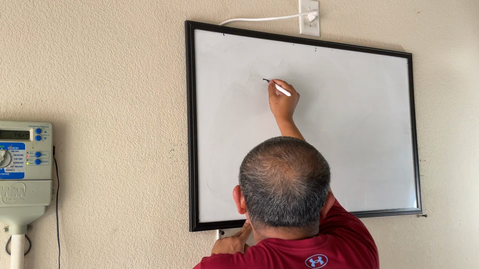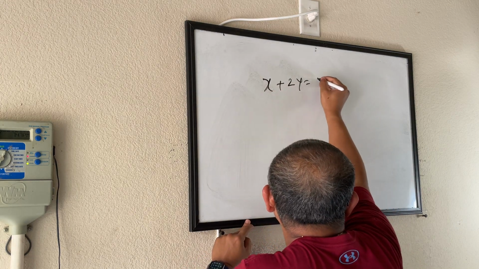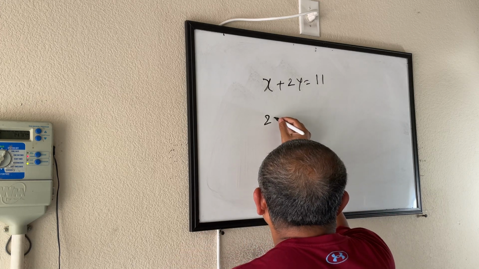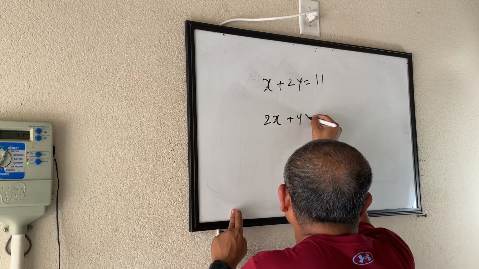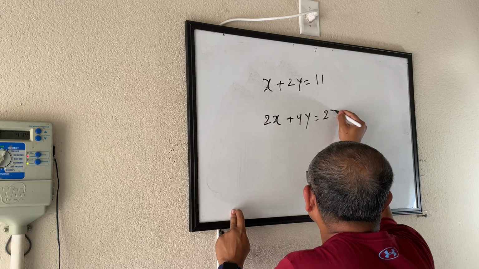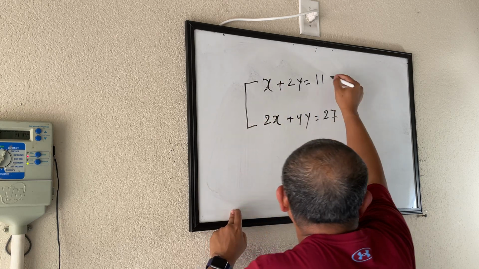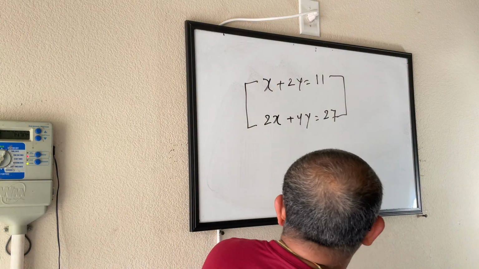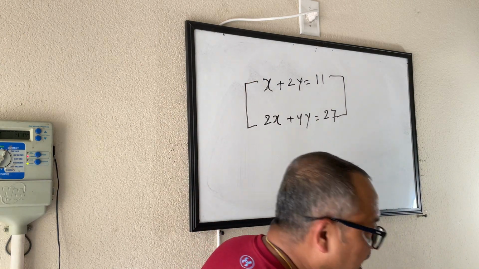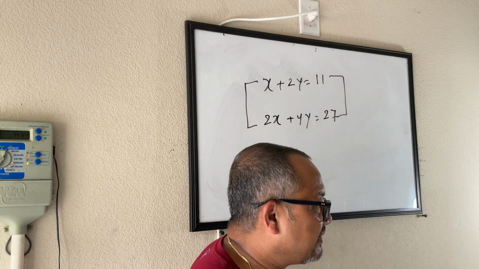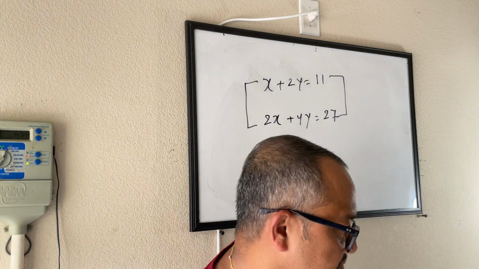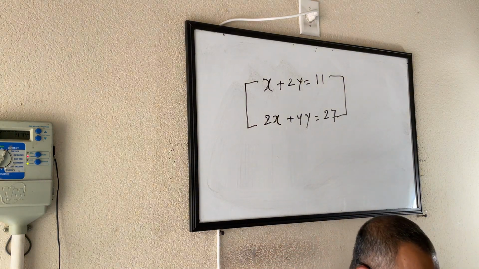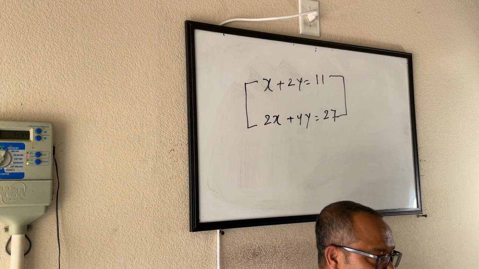Okay. I have an equation. This is my favorite equation again. x plus 2y equal to 11 this time. 2x plus 4y equal to 27. Between these two equations, tell me which combination we are talking about. Are they going to have one solution? Are they going to have no solution? Are they going to have infinite number of solutions? And it's a reasoning question. I want you guys to think and tell me.